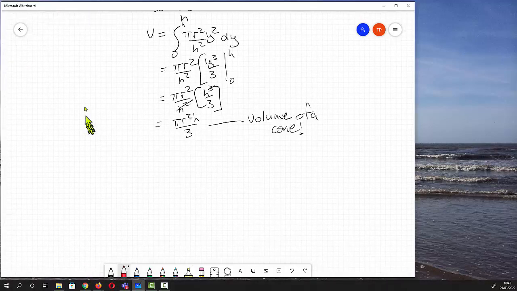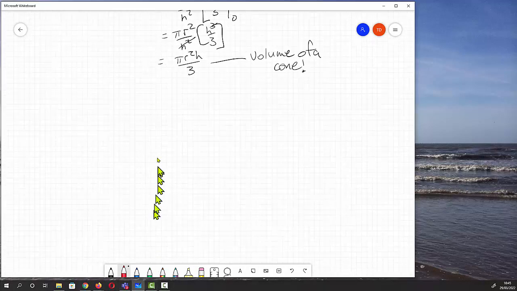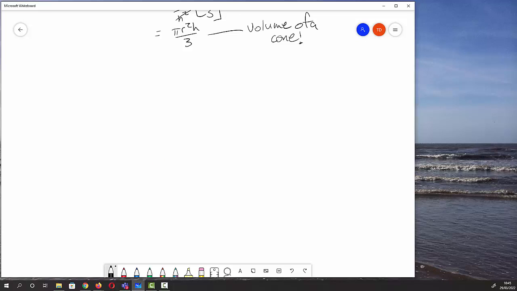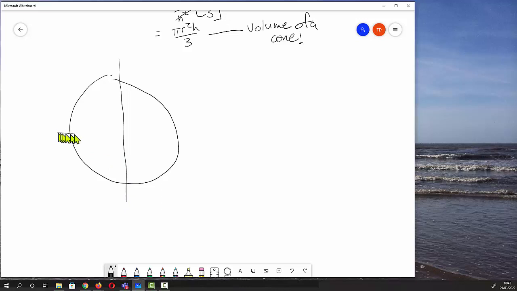Now let's extend that a little bit. What happens if we want to find the volume of a sphere? So what we're going to do is have a sphere. That's not very spherical, is it? So we'll draw our axes, and this is a 3D shape. This is y, this is x, and this is z. And what I'm interested in is, let's take a little slice as before.